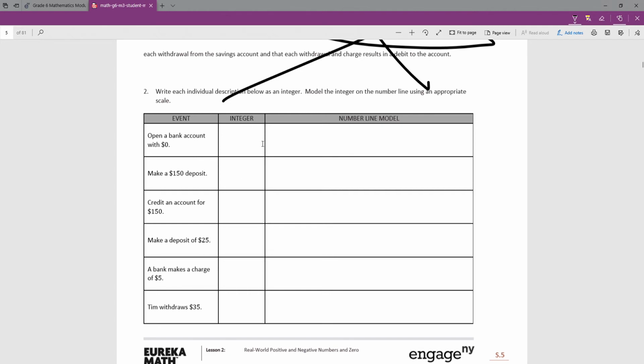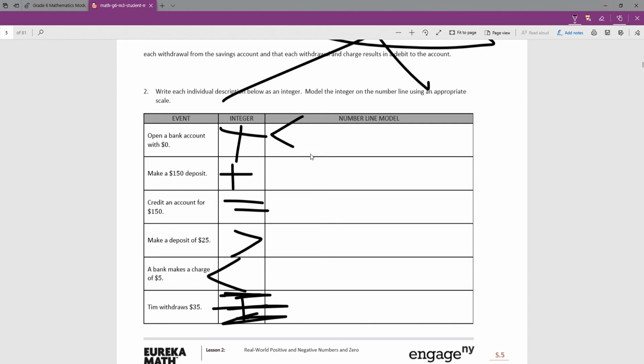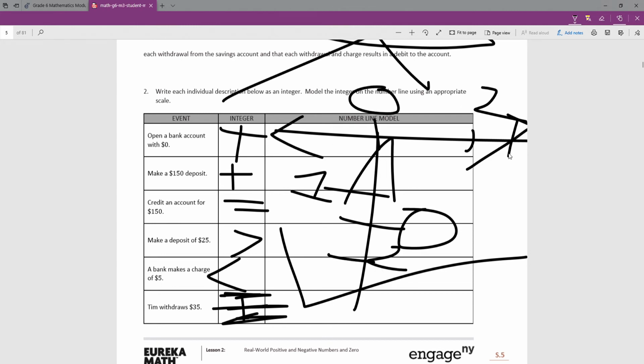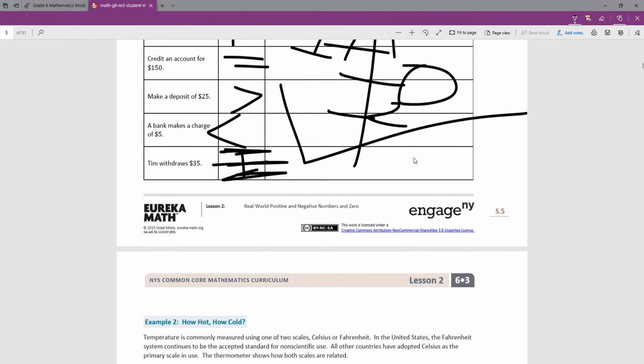Event, integer, number. Okay, open a bank with 0. You'll put plus. Here you put plus. Here you put equal sign, greater sign, less sign, and then the dead sign, which is that. That's the dead sign. So we put the number line just right on the number line there. You put the number line right there. And then you put the numbers in the number line, as you can see what I'm doing now. So 0 goes on top, 2 goes over here, 1 goes there, and 3 goes here.